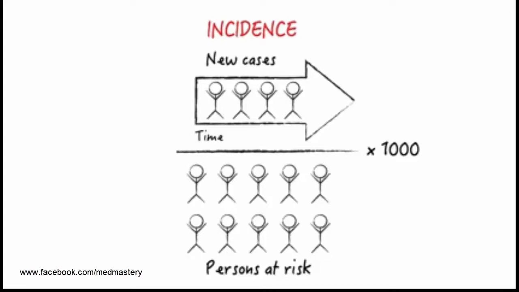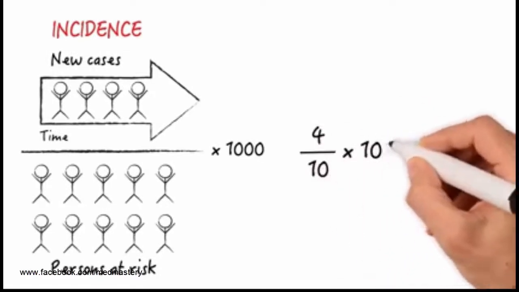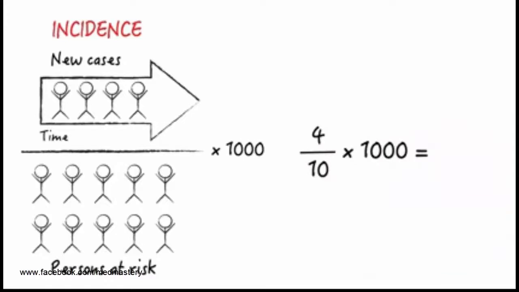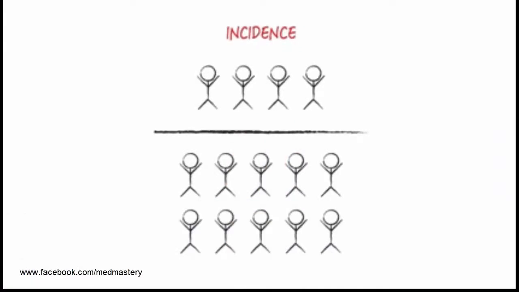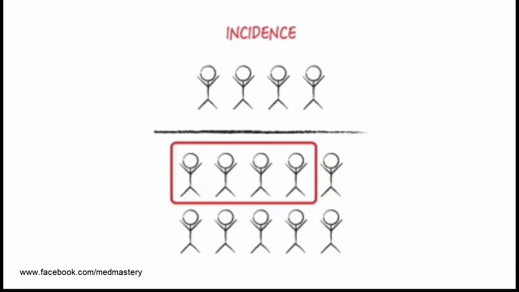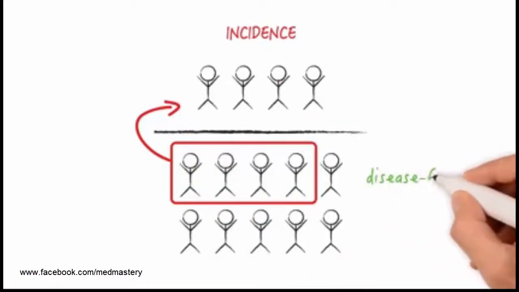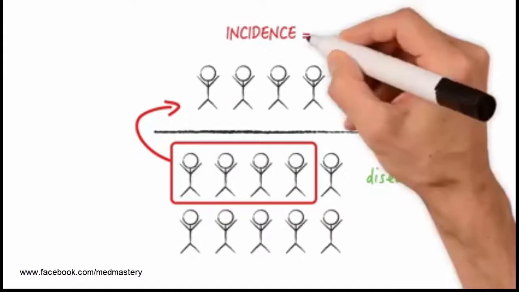Let's take the example of a fictitious population of 10 women free from disease. 4 of these women develop uterine cancer during a given year. So the incidence is 4 divided by 10 times 1,000, equaling an incidence rate of 400 cases per 1,000 population per year. What's critical for incidence is that every person in the denominator must have the potential to become one of the people in the numerator. In fact, these 4 people are part of the denominator. They transitioned from disease-free to diseased. Incidence is a measure of events and therefore a measure of risk.